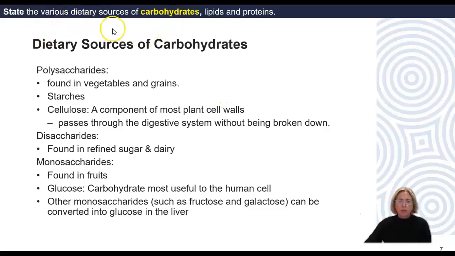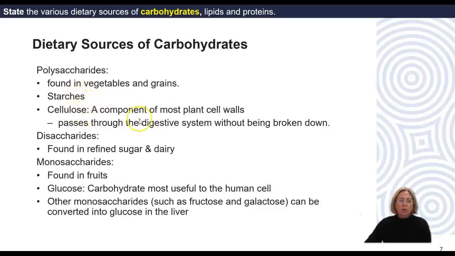Okay, so we're going to move on to look at carbohydrates and be able to state the various dietary sources of carbohydrates. Polysaccharides are complex carbohydrates that need to be broken down into simpler carbohydrates before they are absorbed. Polysaccharides are found in vegetables and grains.